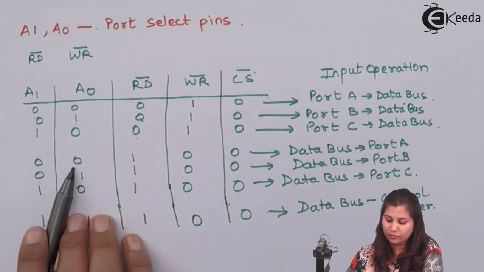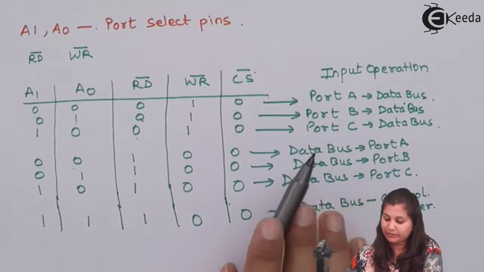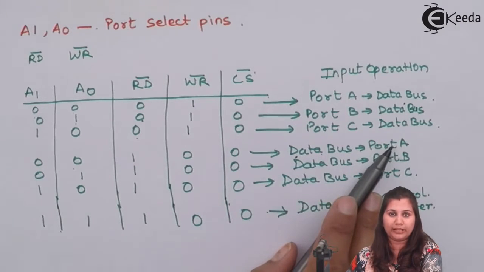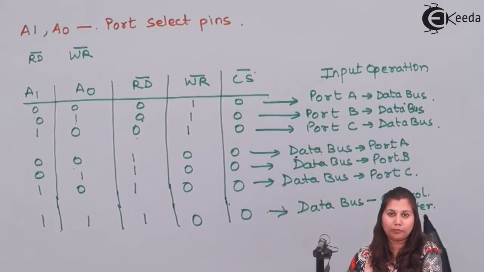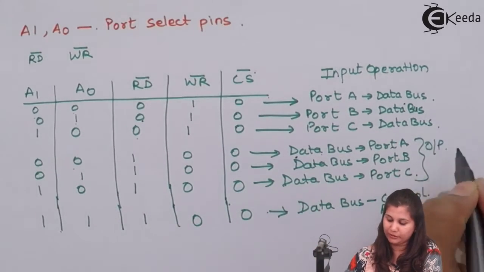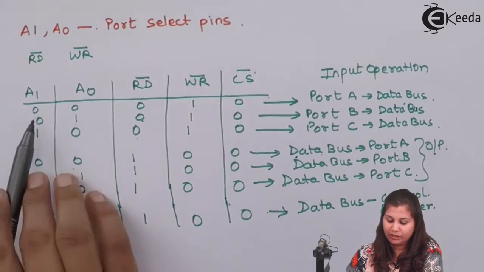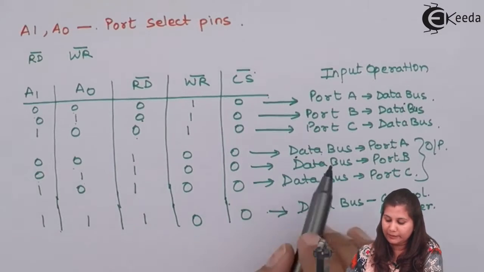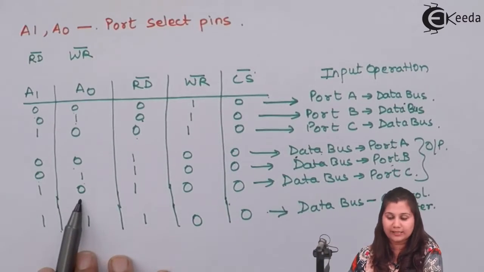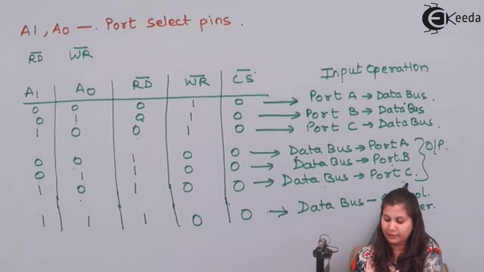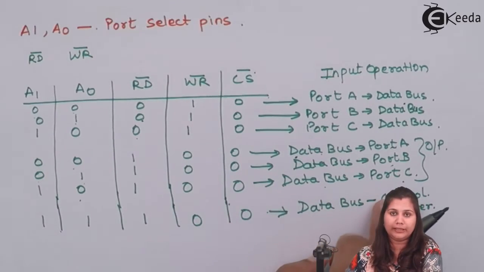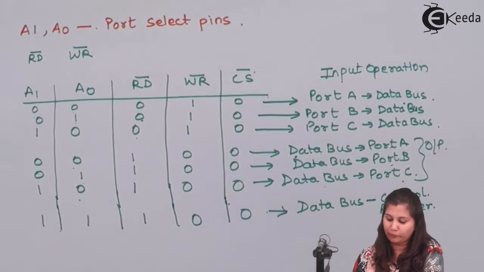Now again 0 0, so port A will be selected and the data which is available on the data bus is given on port A. So this will be an output operation. Okay, so these 3 are the output operations. Then A1 is 0 and A0 is 1, then port B is selected. When A1 and A0 are 1 and 0, then port C is selected. So the data which is available on the data bus is given on the 3 ports. So it's an output operation.